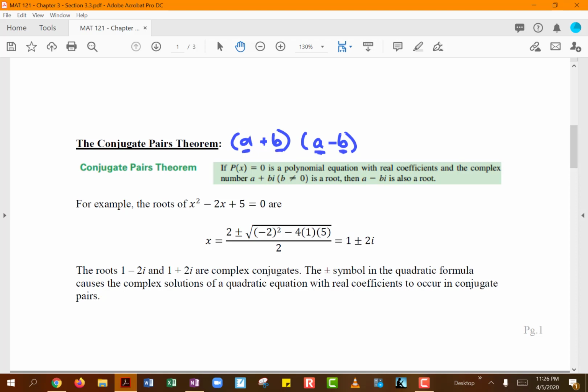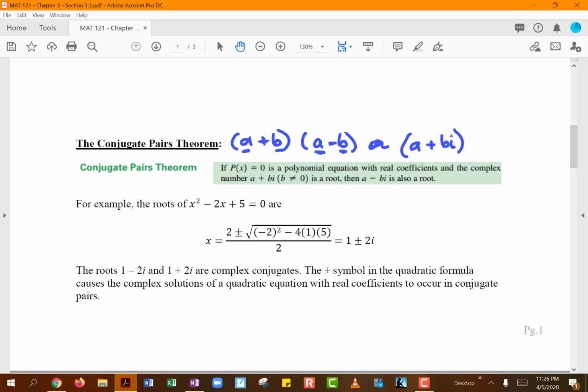So it's the same a and b, but the only difference is you have plus in one of the pairs and you have minus in the other. So this was, let's say, if we were talking in terms of real numbers. Now, if we were talking in terms of complex numbers, which is real and imaginary, your conjugate pairs would end up looking like a plus bi, right?